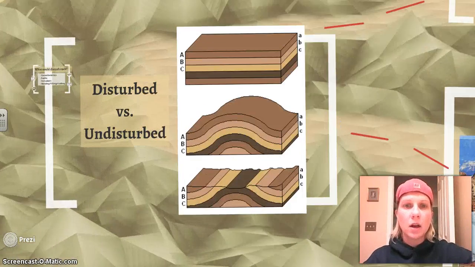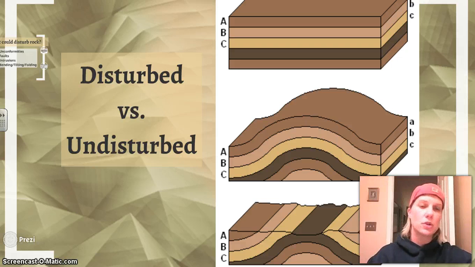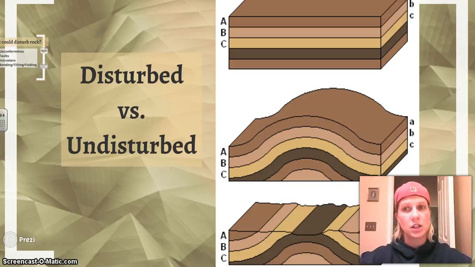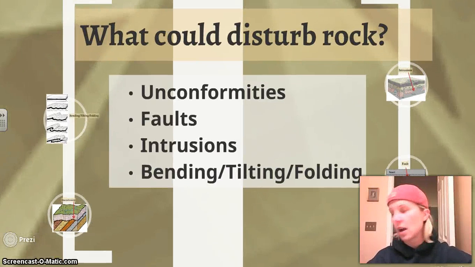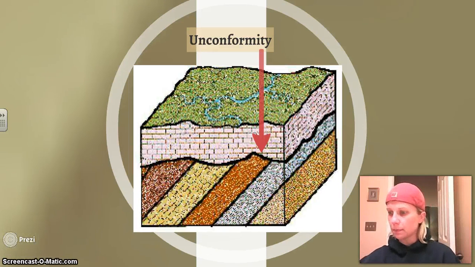Okay. So how do we disturb rock? And what does that mean? And what is undisturbed? So undisturbed rock is going to be what you see up at the top. Nice horizontal layers, no big deal, nothing's going on. And as we work down this picture, you can see how it looks like the rock's been messed with some. All right, so there are four things that you guys have to kind of pay attention to: unconformities, faults, intrusions, bending, tilting, and folding. All right, so let's start with the unconformity.